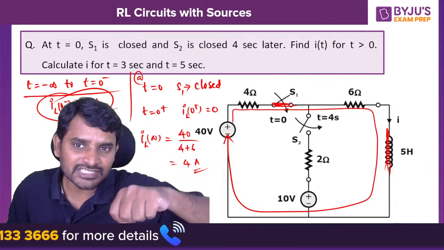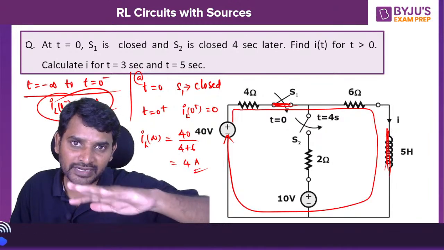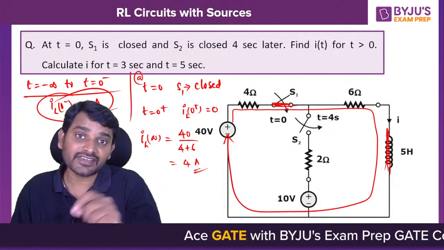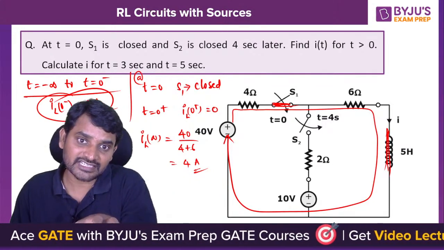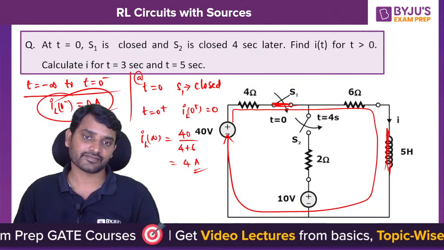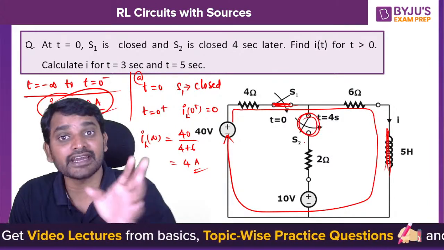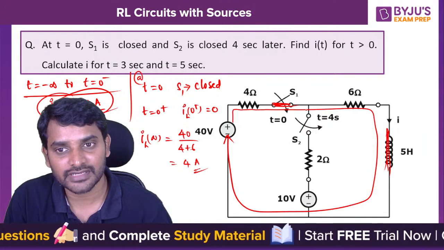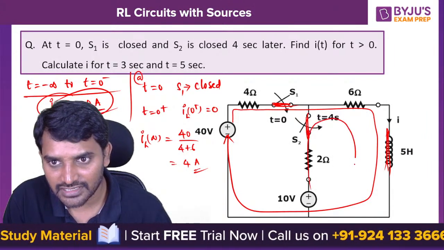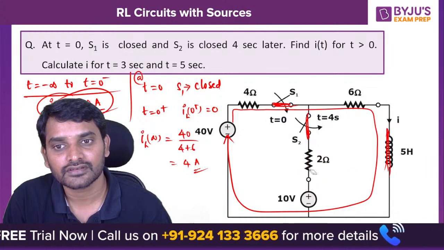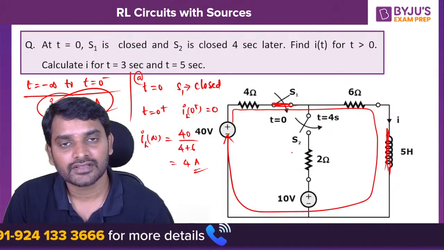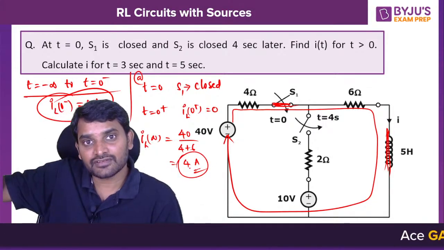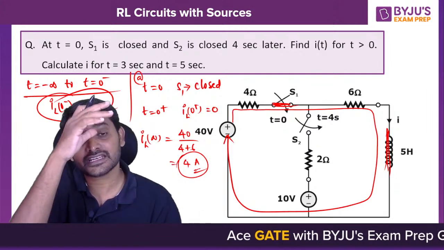But we are not just depending on switch 1's switching action. There is another switching action in between 0 and infinity. At 4 seconds, one more switching action is happening. So at the 4th second, again you will get a disturbance in the network, because if this is also closed, this source also will try to drive the current. Now let us see whether this final steady state value of 4 amperes is reached before 4 seconds or not.